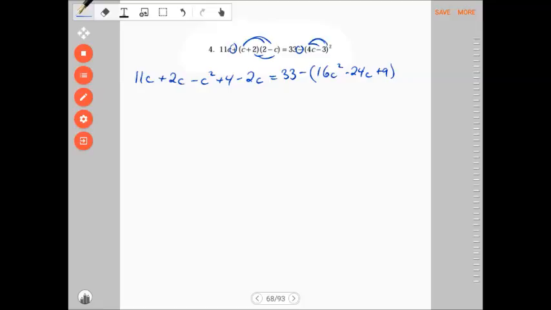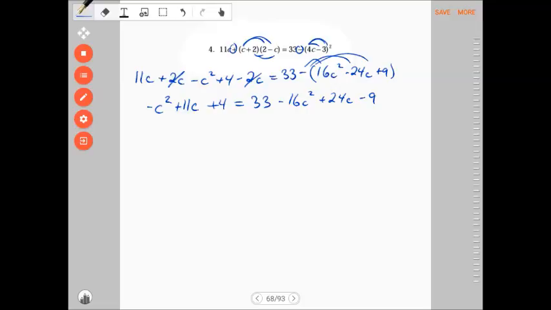Now we combine terms and all that. Oh look, the 2c and the minus 2c cancel. So if we write this with the squared first, negative c squared plus 11c plus 4 equals 33. And then this is going to be minus 16c squared plus 24c minus 9. That negative goes to all 3 chunks.